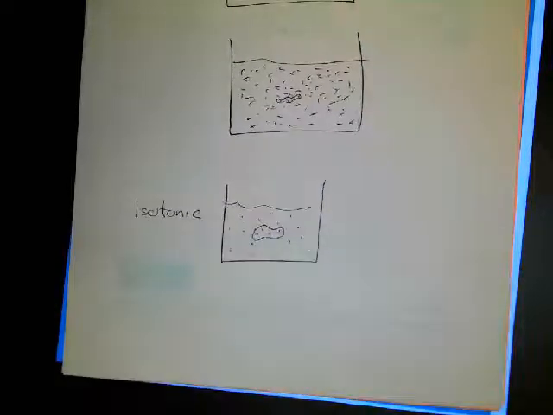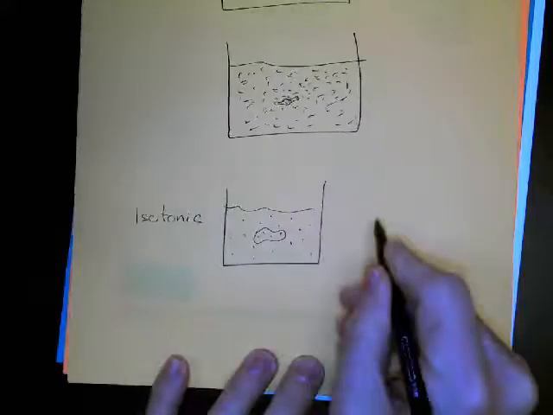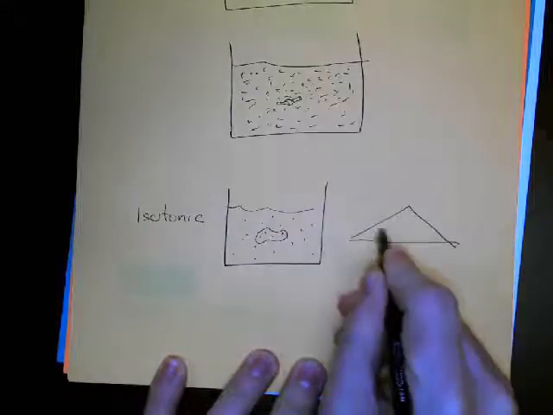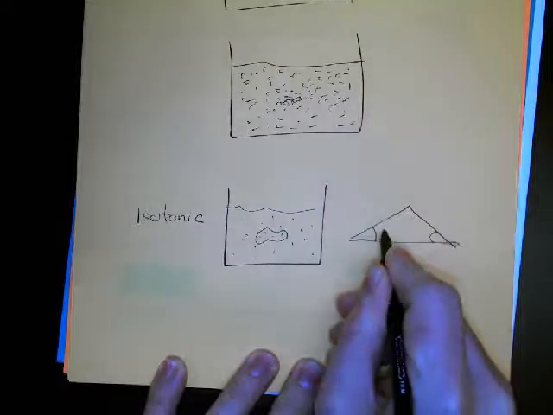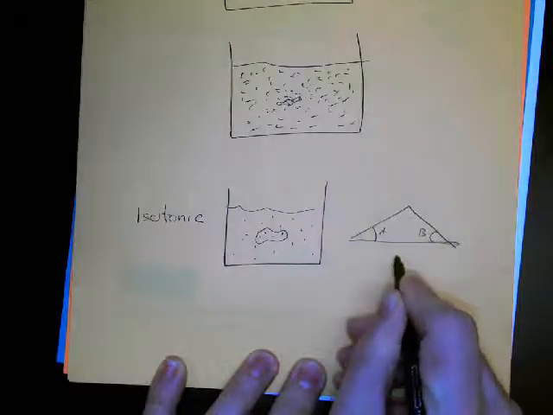Iso meaning the same. I think of an isosceles triangle. I don't know if I drew a proper isosceles triangle, but in an isosceles triangle, you have angle A equals angle B, right? Iso is the same as.